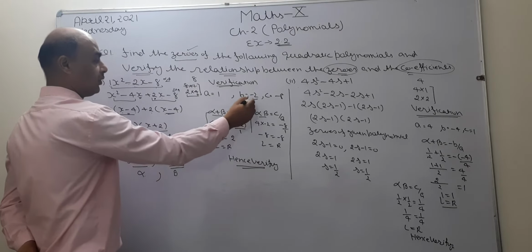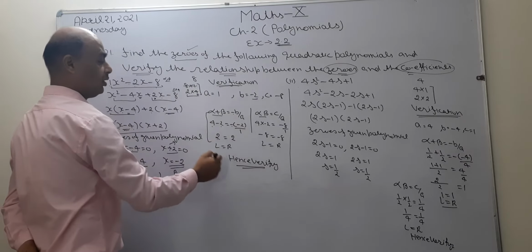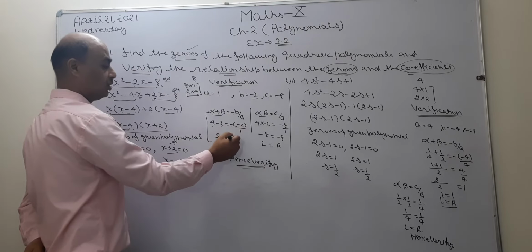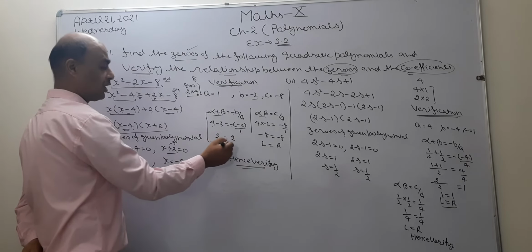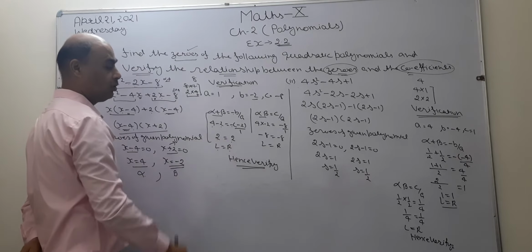Right here minus 2. What is the value of A? A is 1. Now see, minus minus plus, this becomes 2. Now see, both the sides are equal. Therefore, I write left hand side equal to right hand side.